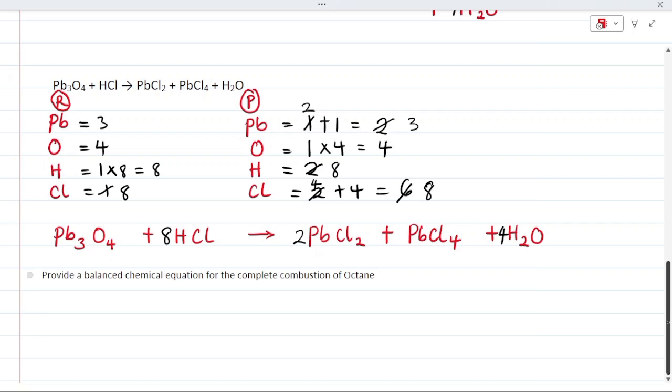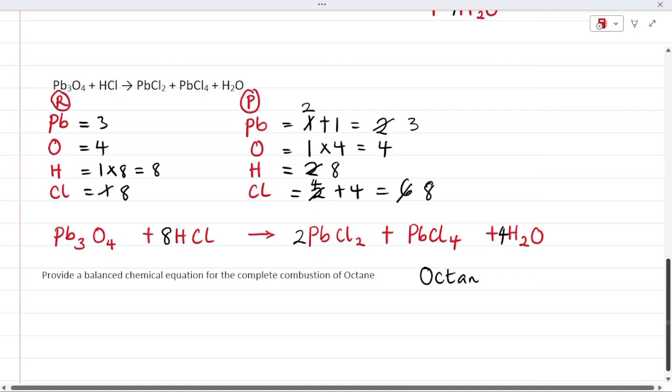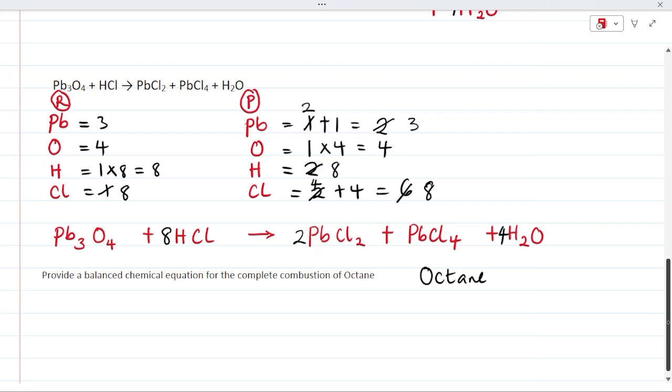So let's see. It says provide a balanced chemical equation for the complete combustion of octane. Now, octane, let's get what we need. Octane is a hydrocarbon from the alkane series. And the alkane series, their general formula is CnH2n plus 2. So I'm assuming you're in an exam and you're not given the chemical formula. In fact, this is an exam question. I just scooped it up from there.